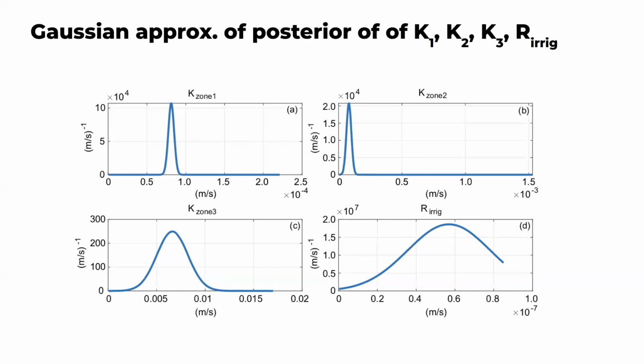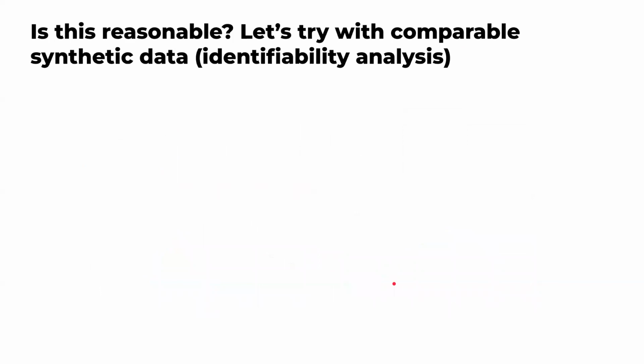we took a little detour, and we tried to understand whether these results are meaningful and whether we can trust them. So what we did was we tried to do once more the Bayesian inversion with Gaussian approximation, but using synthetic data, so we could understand whether our results made sense.